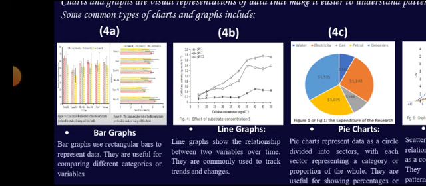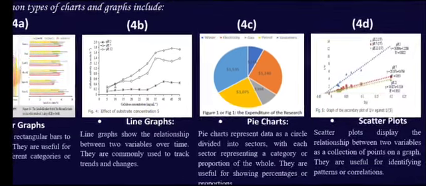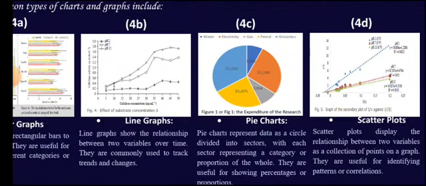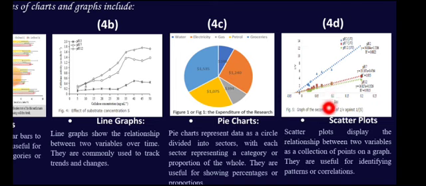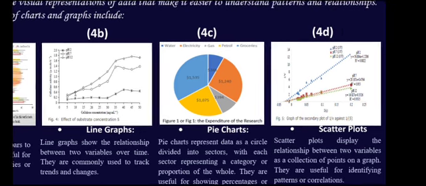Okay. Now we also have the line graphs, and you have the pie chart, and then you have the scattered plot. For instance, in this one you can see the points are scattered. Okay, and we say that the scattered plot plays a role in showing the relationship between two variables, as a collection of points on the graph. They are useful for identifying patterns or correlation.